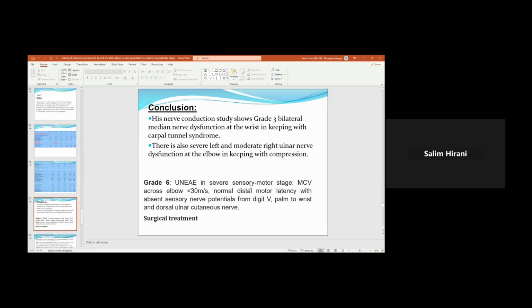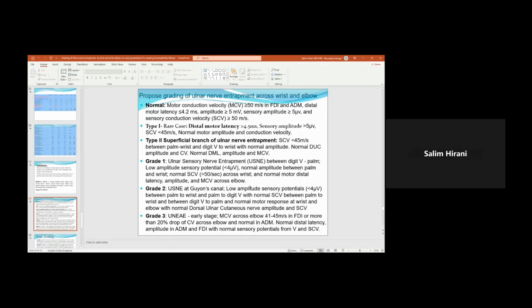So I just want to give you a glimpse, after all the cases, of the normal values. You can see the normal values and the grading, which we set up according to my research. I'll give you time to look at it.